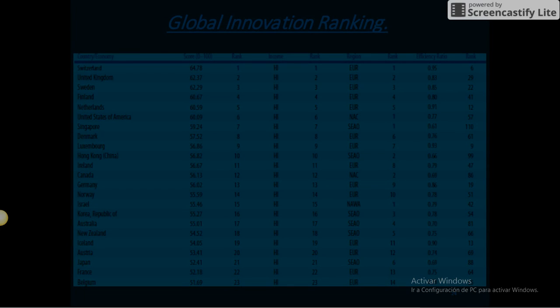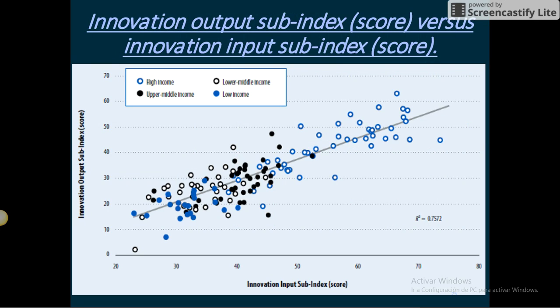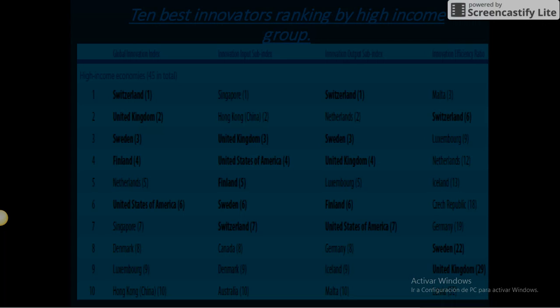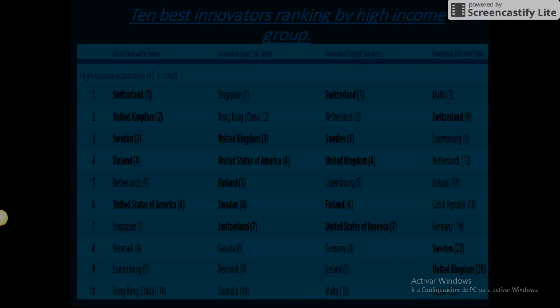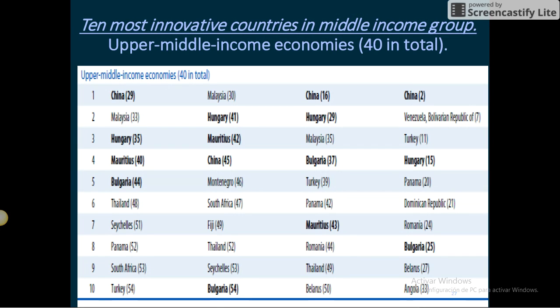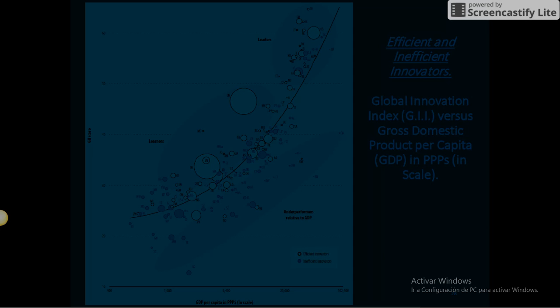Global Innovation Ranking. Innovation Output Subindex score versus Innovation Input Subindex score. 10 Best Innovators Ranking by High Income Group. High Income Economies, 45 in total. Global Innovation Index. Innovation Input Subindex. Innovation Output Subindex. Innovation Efficiency Ratio. 10 Most Innovative Countries in Middle Income Group. Upper Middle Income Economies, 40 in total. Efficient and Inefficient Innovators. Global Innovation Index, GII, versus Gross Domestic Product per capita, GDP, in PPPs, in log scale.